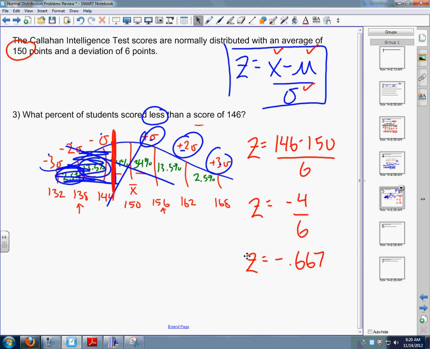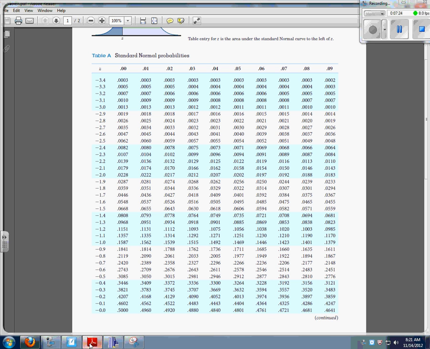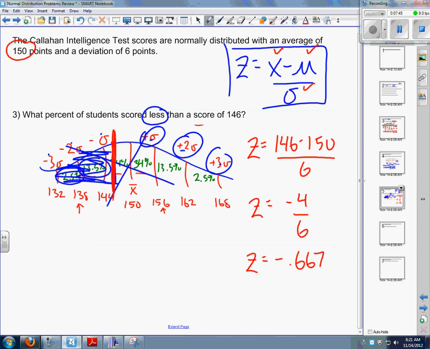Now, you've got to go to your table and find the z-score that corresponds to this. So we go to table A. We're looking for -0.6. So we follow this over till we get to the column with the 6 in it. And there we go. 0.2546. Now that's always coming from the left. So we go back to our picture. What was that number?